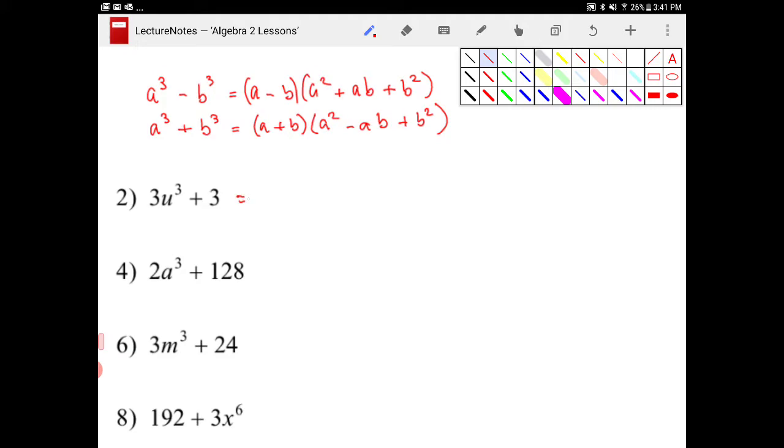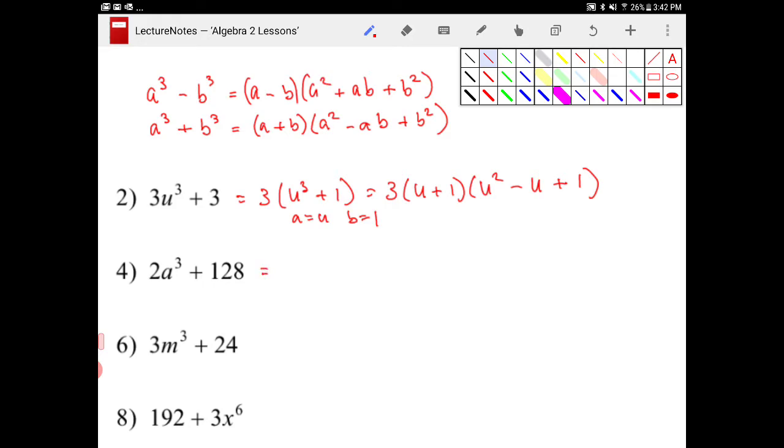So 3u cubed plus 3. I immediately see there's a GCF. The whole point of this is I have to factor this completely. So this is going to be 3 times u cubed plus 1. This is in fact a sum of cubes, because u being cubed is a perfect cube, and 1 is also a perfect cube. So this will factor into 3 times u plus 1 times u squared minus u plus 1. How did I come up with this? Because I know that a is equal to u and b is equal to 1, and if I follow the formula, that's what I will end up with.